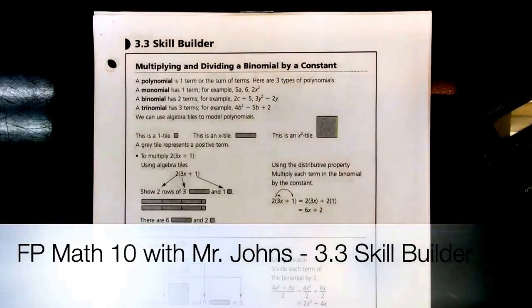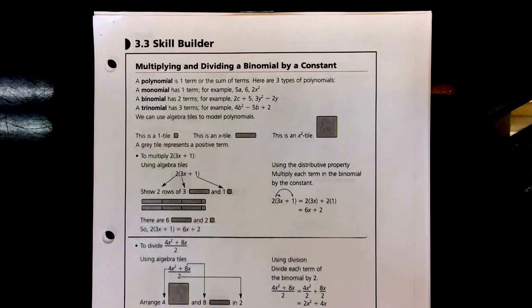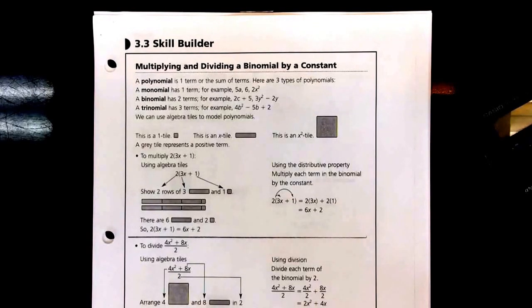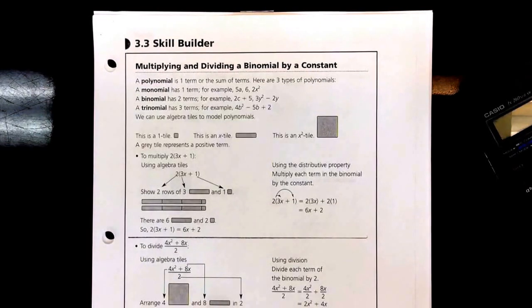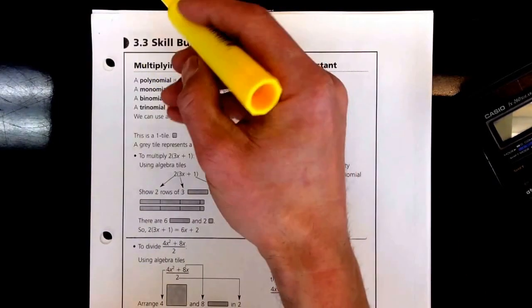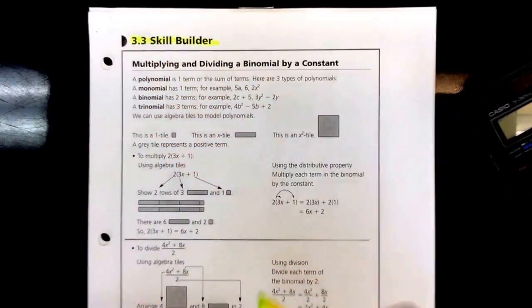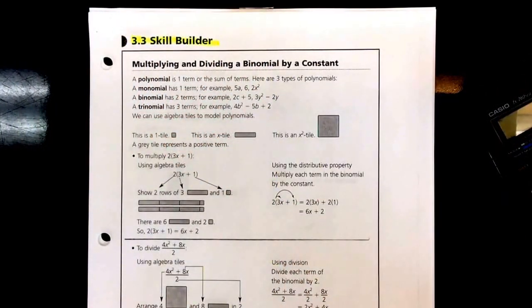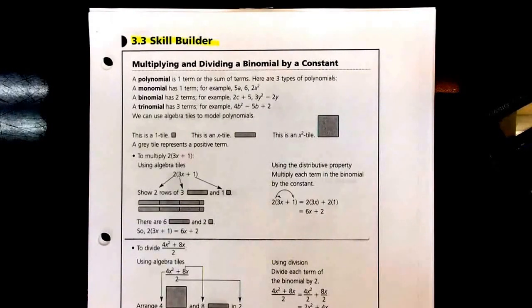Welcome to Foundations in Pre-Calculus Math 10. We are on Chapter 3, looking at Section 3.3. Actually, we're not quite to Section 3.3. This is a warm-up or a skill builder. We need to learn about Alg-Tiles first. So, this is the Section 3.3 skill builder, like I said. We are multiplying and dividing a binomial by a constant.